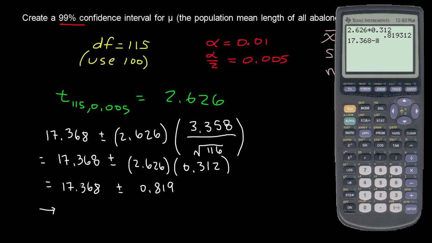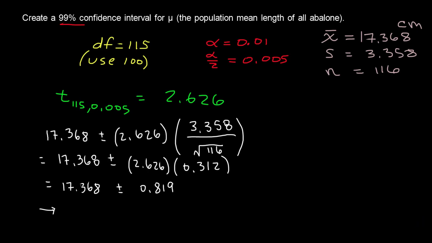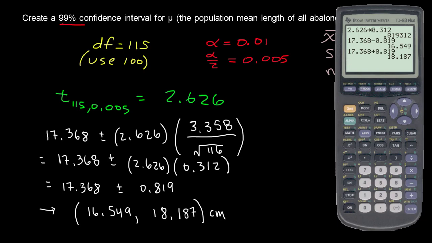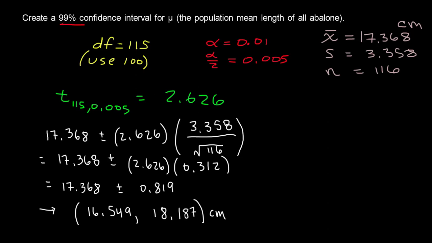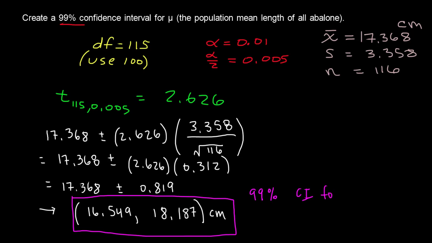I'm going to take that sample mean and subtract the margin of error, and I'm going to repeat that, but I'm going to add the margin of error this time. Okay, I'm going to report this in interval notation. That's kind of how I like to write it. 16.549 up to 18.187 centimeters. Going to double check my math here. Very good. Okay, this is our 99% confidence interval for the population mean abalone length. 99% confidence interval for mu.